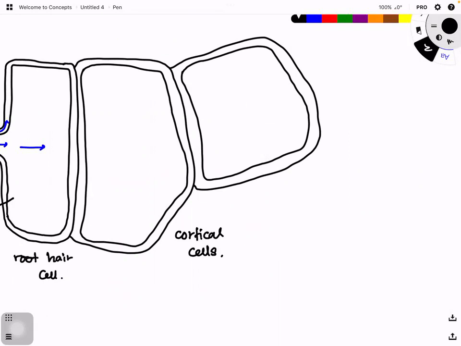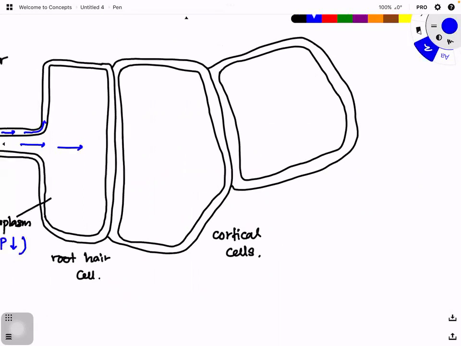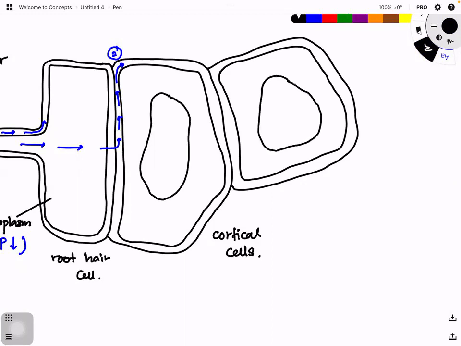Okay, now water molecules can enter which way? So water molecules enter, they can continue to move within the cell wall. So we move within the cell wall. So this is process number 2. Okay, cortical cells also will have the vacuole. Okay, they do have the plasmodesmata.